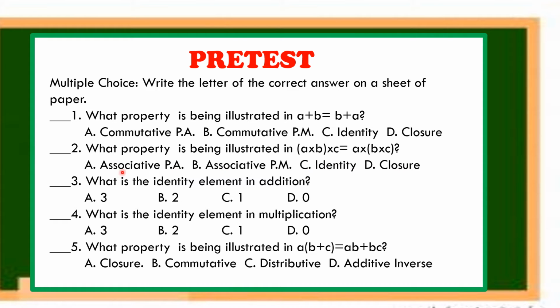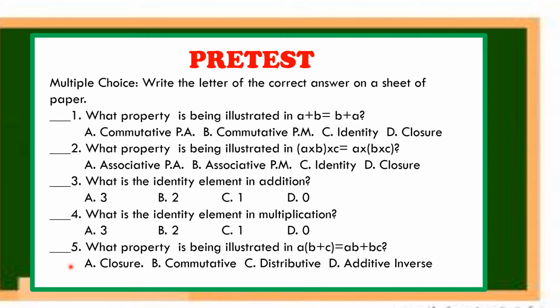Number 3. What is the identity element in addition? Letter A, 3. Letter B, 2. Letter C, 1. Letter D, 0. Number 4. What is the identity element in multiplication? Letter A, 3. Letter B, 2. Letter C, 1. Letter D, 0.